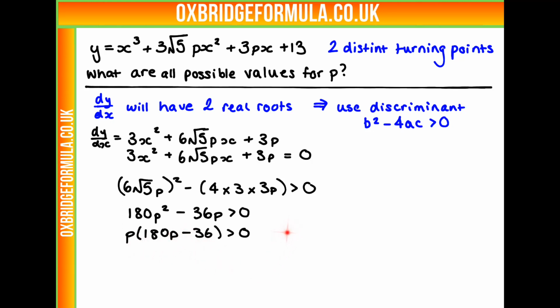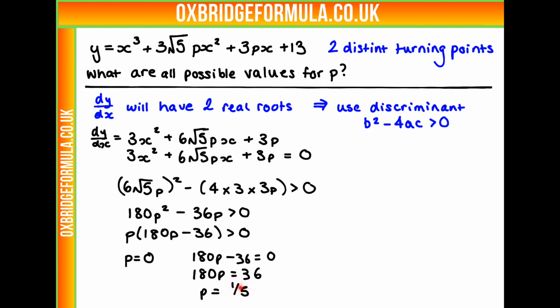So now let's solve this for our values of p. Well, we're going to have p being 0 and 180p minus 36 being 0. That's 180p equals 36, and p being a fifth. But these are going to have to be inequalities, as we know here we've got an inequality symbol. But which direction do they go in?